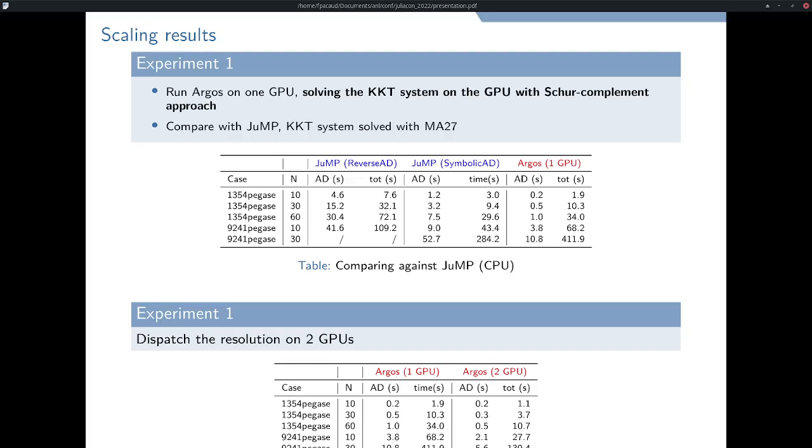So, if we have a look directly at the larger case 9000 PGS with 30 scenario, we observe we can divide by 2 the total time spent in the AD using our custom parallelized AD backend. So, at the end, if we compare the same code running with JuMP on symbolic AD, we get approximately a 10 times speed up if we use parallelism on the GPU with MPI.